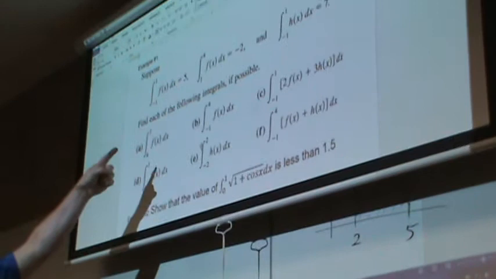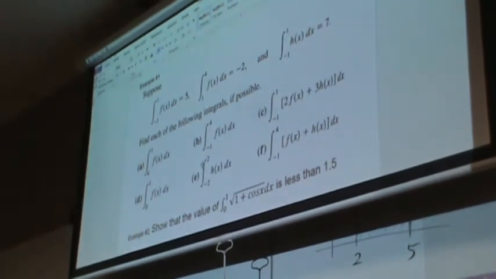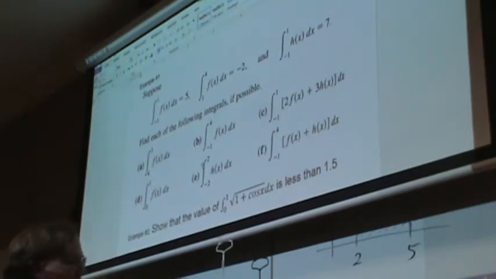The integral from -1 to 1 is 5. The integral from 1 to 4 is -2. So add them together and you get 3. The integral from -1 to 1 plus the integral from 1 to 4 gets you the integral from -1 to 4. And how about C? What did you guys get for C? 31. How many people got 31? Yay, good for you guys.